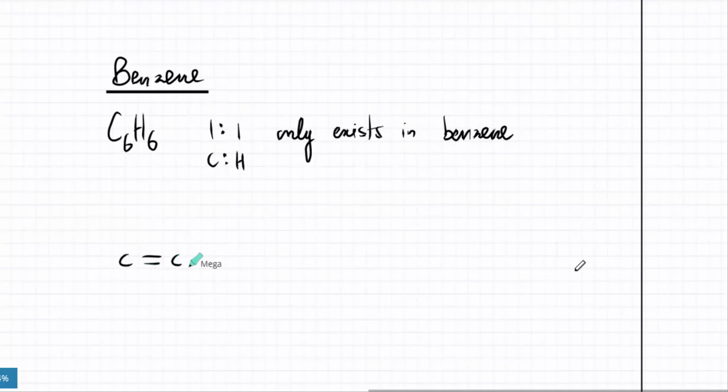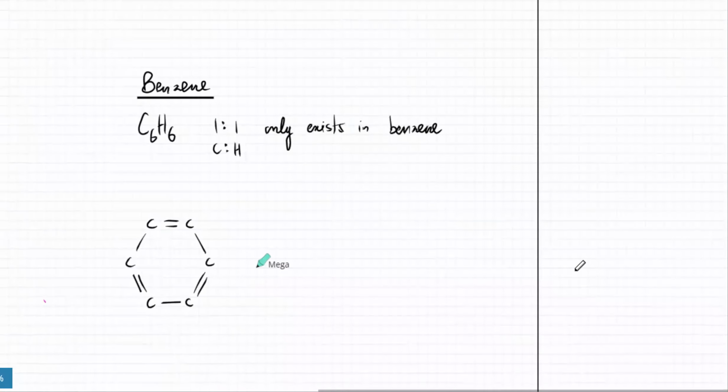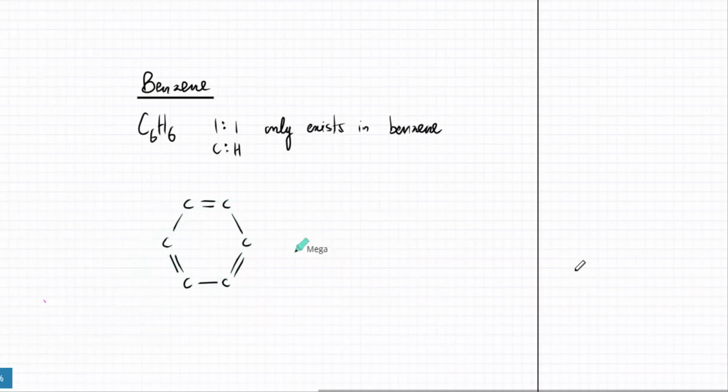carbons in a ring, and they are forming alternating double bonds. So you've got, so that's 1, 2, 3. So they're forming alternating double bonds. And this is what benzene usually looks like. This is a simplistic, overly simplified diagram, but it gives you a good idea of what the structure of benzene is going to look like.